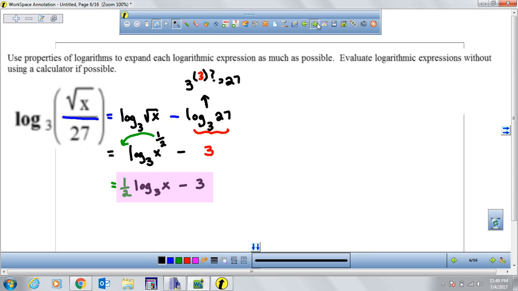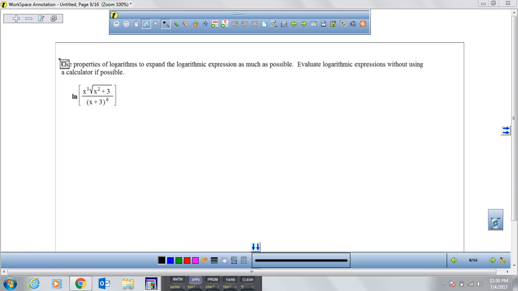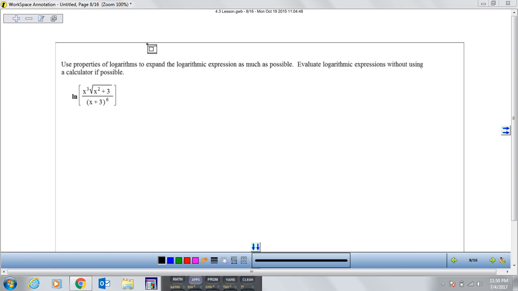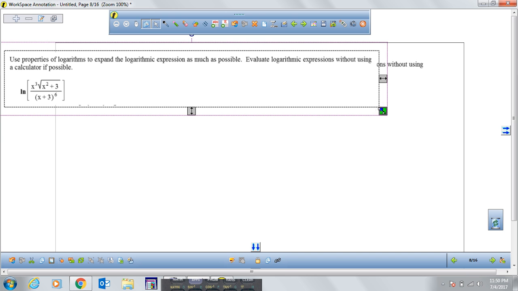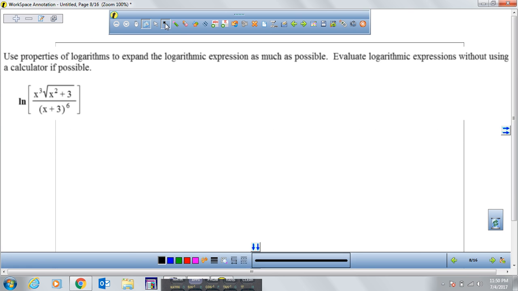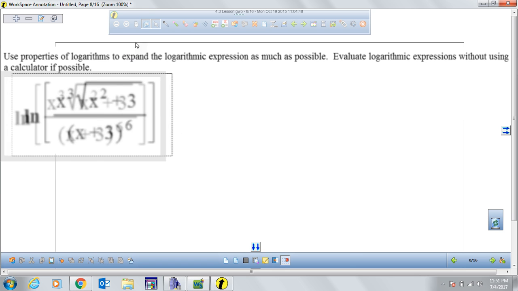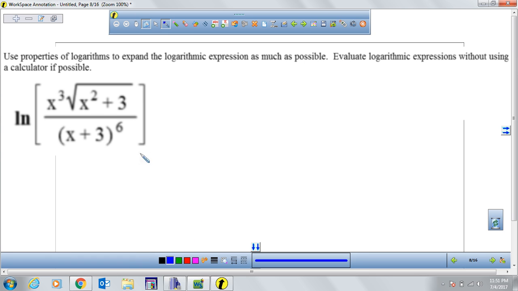The next one. Now we're going to be expanding this logarithmic expression. This one states, use properties of logarithms to expand again. We have the natural log of x cubed times the square root of x squared plus 3, over x plus 3 to the 6th power. Now, to expand this one, just keep in mind that this log has a division. I'm going to undo that division first.